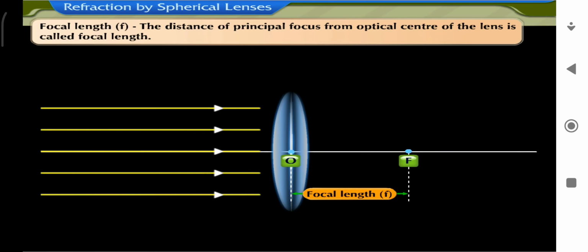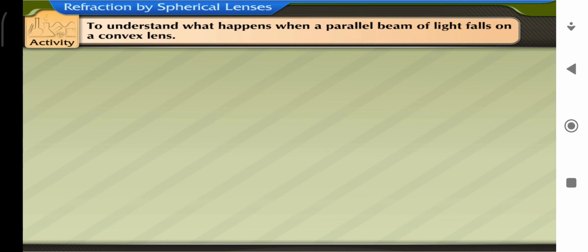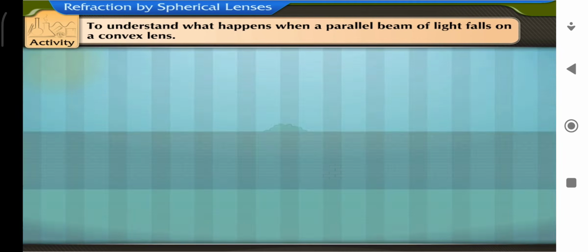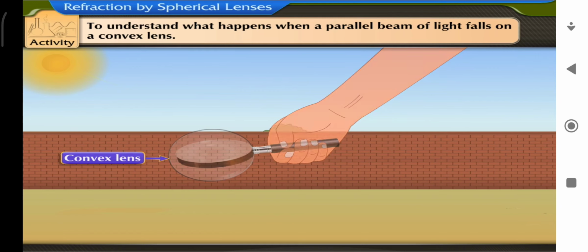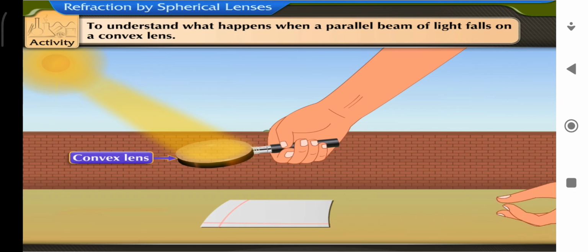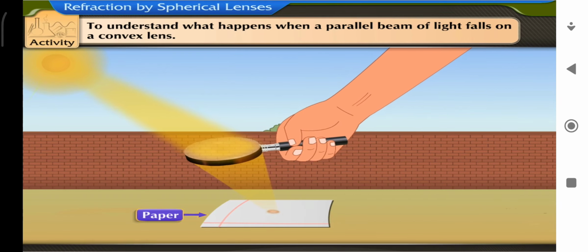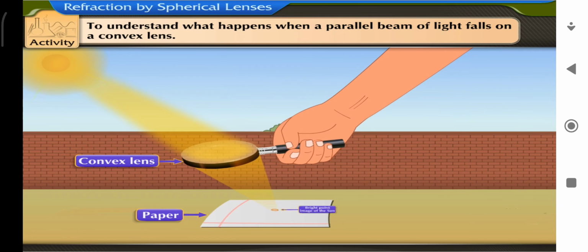What happens when parallel rays of light are incident on a lens? Let us understand this by performing an activity. Let us perform an activity to understand what happens when a parallel beam of light falls on a convex lens. Take a convex lens and hold it in such a way that its one side faces the sun and the other side faces a piece of paper. Adjust the distance between the paper and the lens such that you get a sharp and bright point image of the sun on the paper.